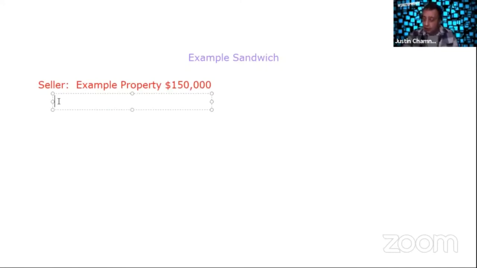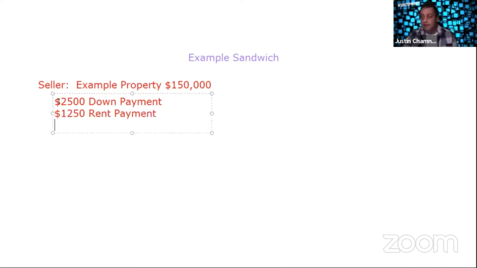They have a house that's worth $150,000. And they said that they wanted some skin in the game. Okay, so they're going to want $2,500 down payment in their hands. All right, everybody follow me so far? Now, they tell me that they would do this lease option monthly for $1,250 rent payment. They also are okay with a 36-month term.